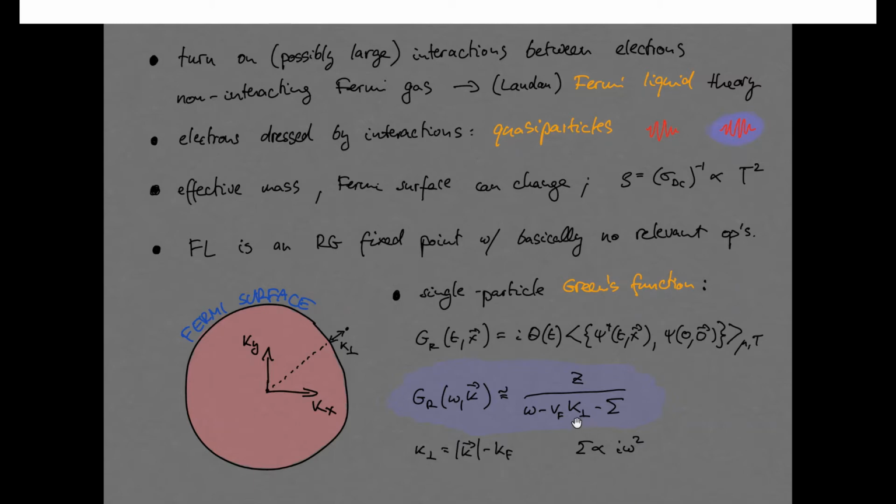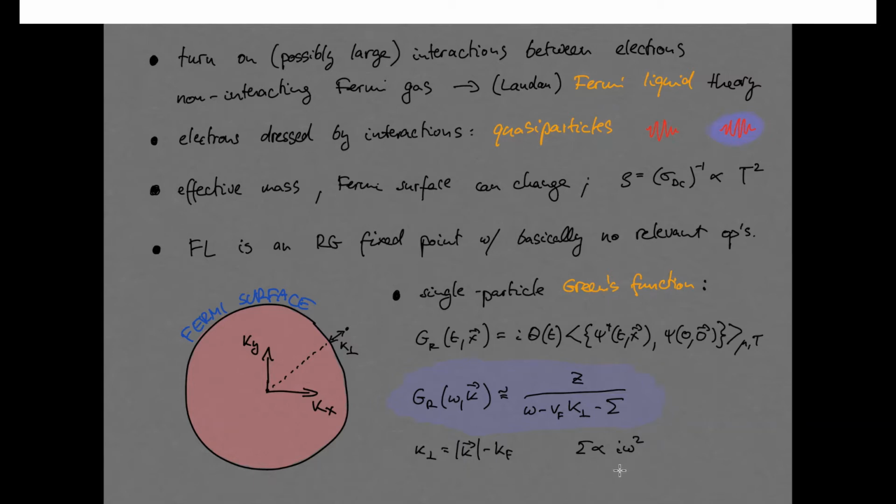And k perpendicular is multiplied by Vf, that is called the Fermi velocity. It's just basically a constant at low enough frequencies. Omega is the energy measured from the Fermi energy. And here this sigma is the self-energy. And for a Fermi liquid, this is quadratic in omega. And there's a factor of i here.